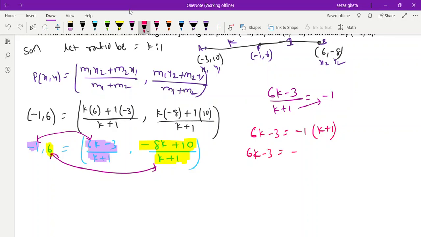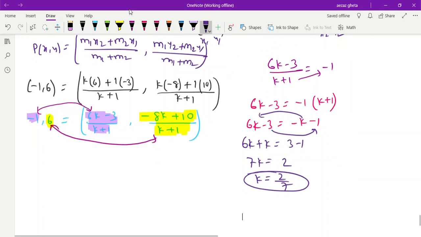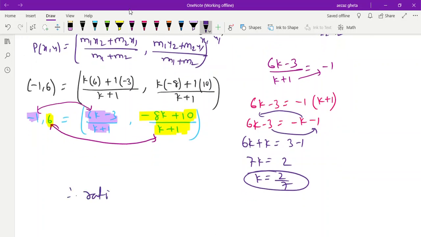6K minus 3 equals minus 1 into K minus 1. So this K I will take here, it becomes 6K plus K. This 3 I will take here, it becomes plus 3 minus 1. 7K is equal to 3 minus 1, 2. K is equal to 2 by 7. Therefore, our ratio was K is to 1, 2 by 7 is to 1. So the 7 will cross, and 2 is to 7 is the answer.